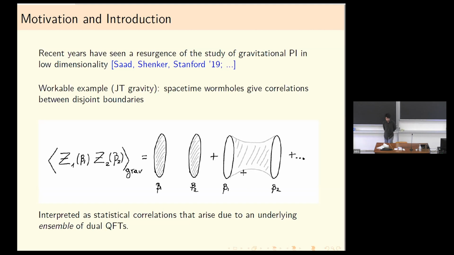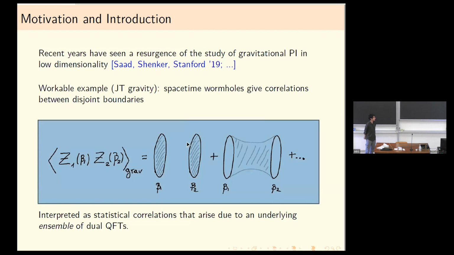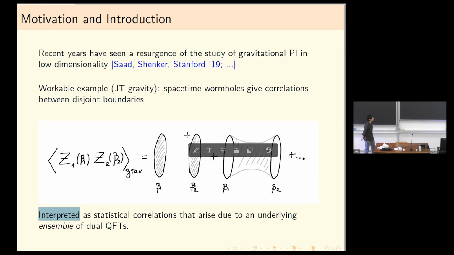And those are thought of as some statistical correlations between the boundary CFTs, and the holographic dictionary for this theory should be interpreted as having a dual ensemble of quantum field theories.